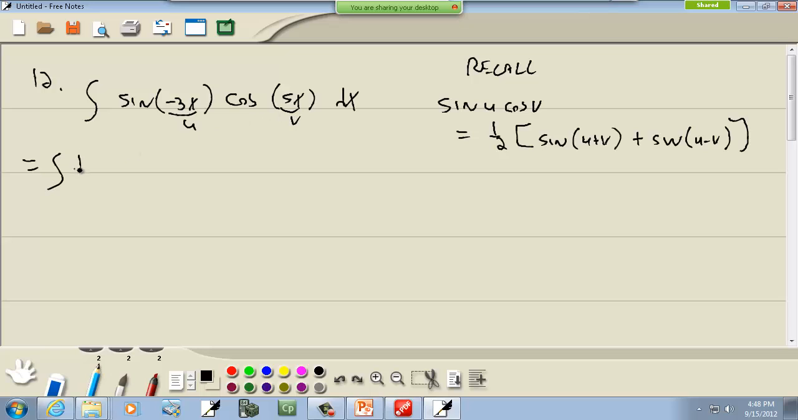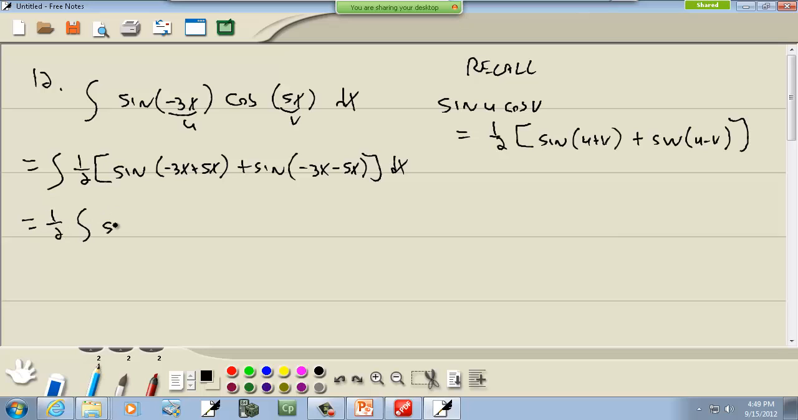So this becomes the integral of 1/2 sine u plus v, so we got negative 3x plus 5x, plus sine of u minus v, so we got negative 3x minus 5x dx. Well, the 1/2 is going to come out in front, and then this becomes sine of 2x plus sine of negative 8x dx.